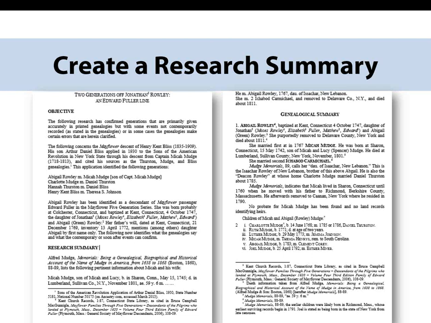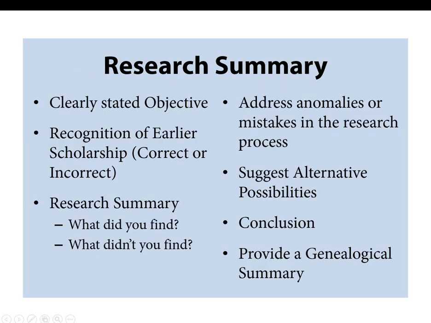You're clearly stating your objective. You recognize the earlier scholarship that exists, if that is a possibility. So if you see many online family trees, or if you see in a published genealogy that they're giving parents to a particular person, but you think it's wrong, you're going to identify that. You're going to give a research summary, which is what did you find, what didn't you find. You address any mistakes in the process or anomalies.